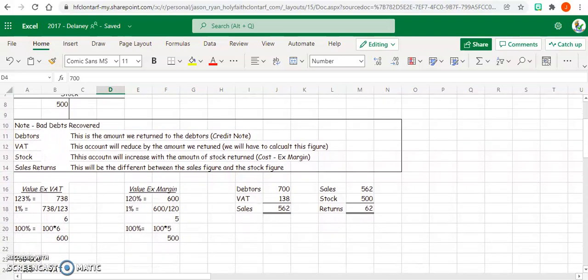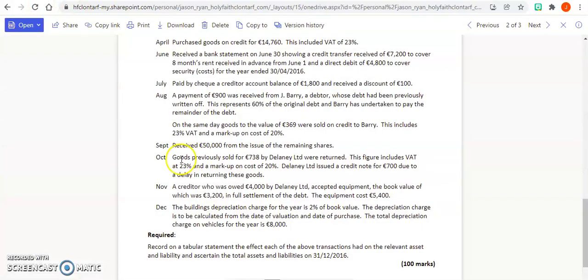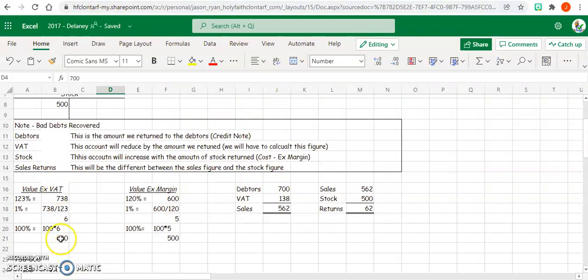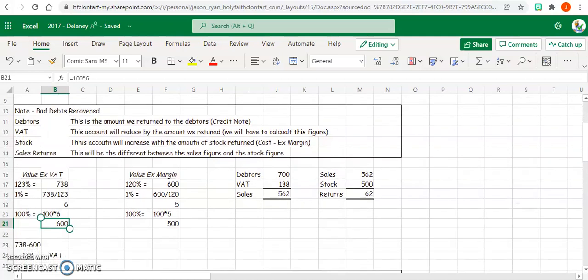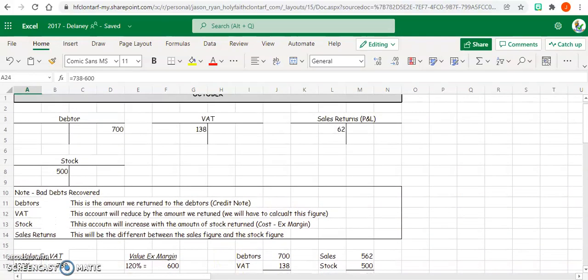To calculate your VAT then, 738 is equal to 123%. So remember, 738 is how much they returned. It includes VAT at 23%. So 1% is equal to 6. 100% is equal to 600. So with that then, that was the value of the stock that we sold. 738 is what the person pays, so your VAT is going to be 138. So remember, your VAT is a liability. So to decrease the liability, we put it on the debit side.